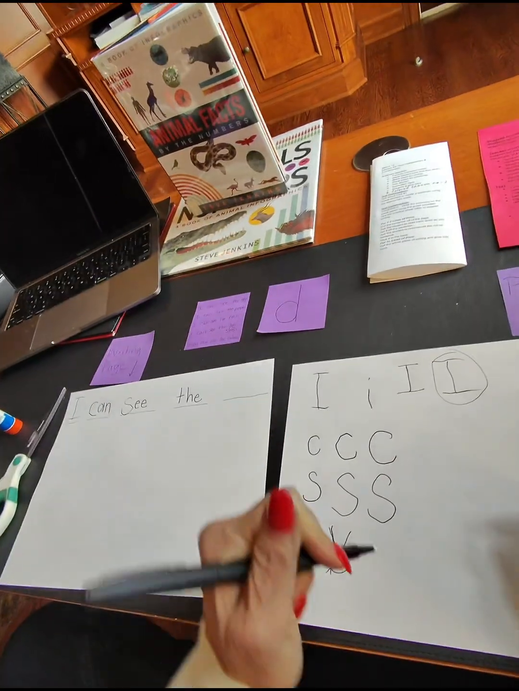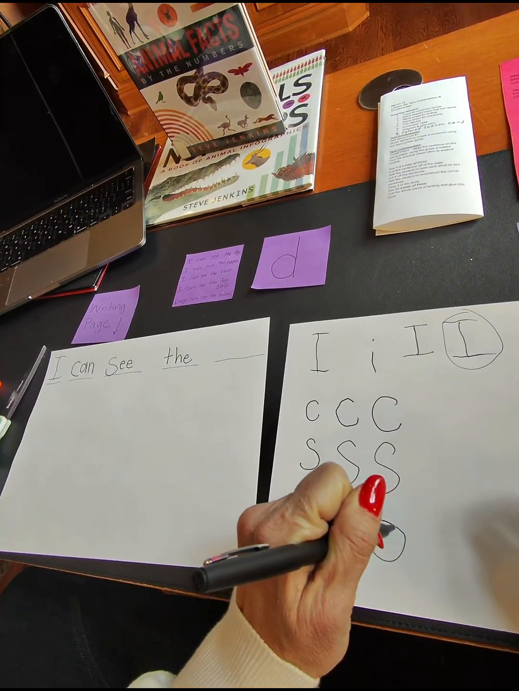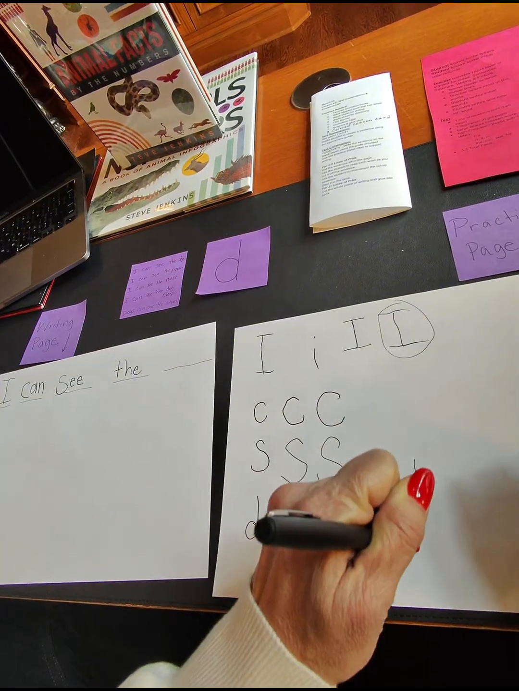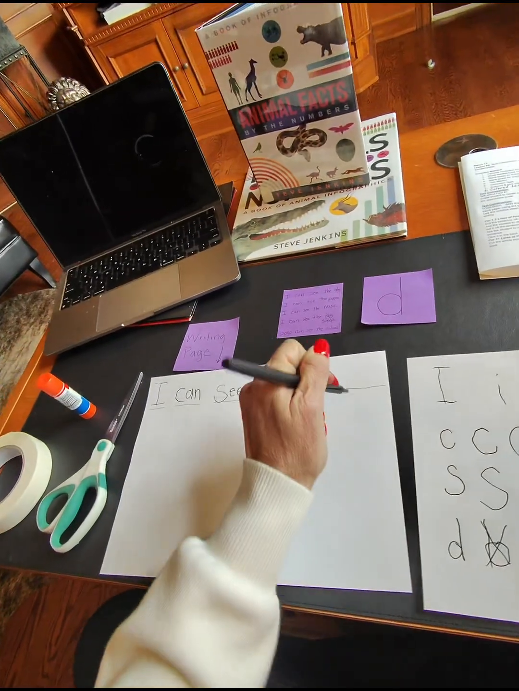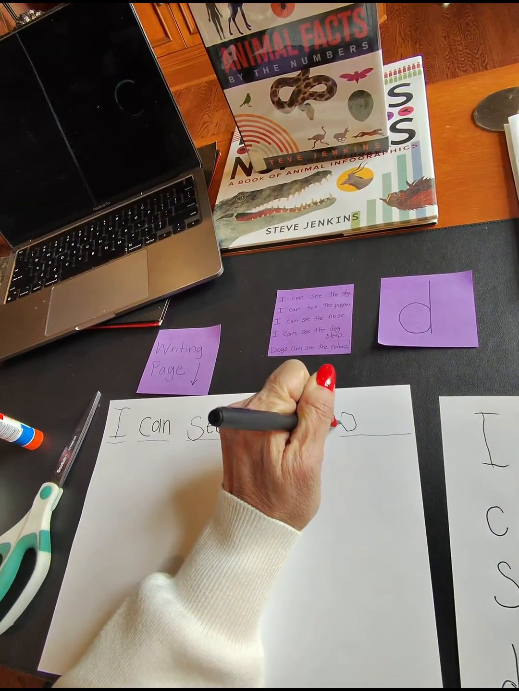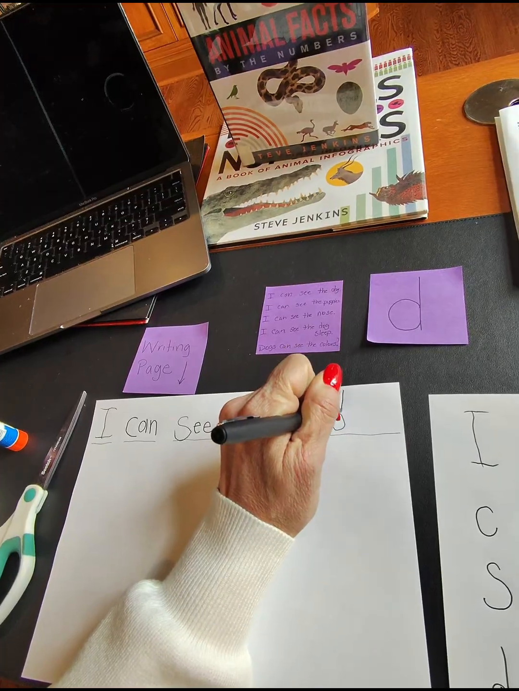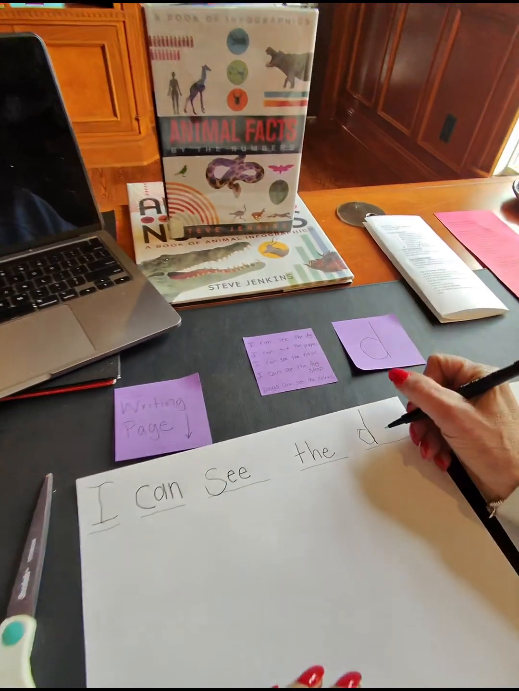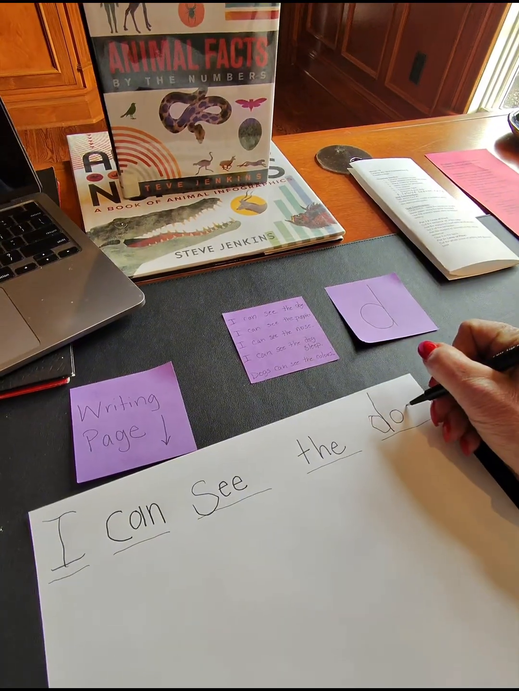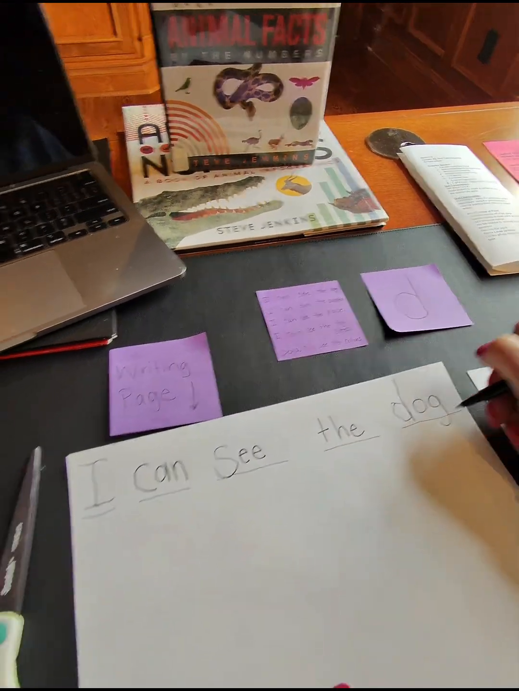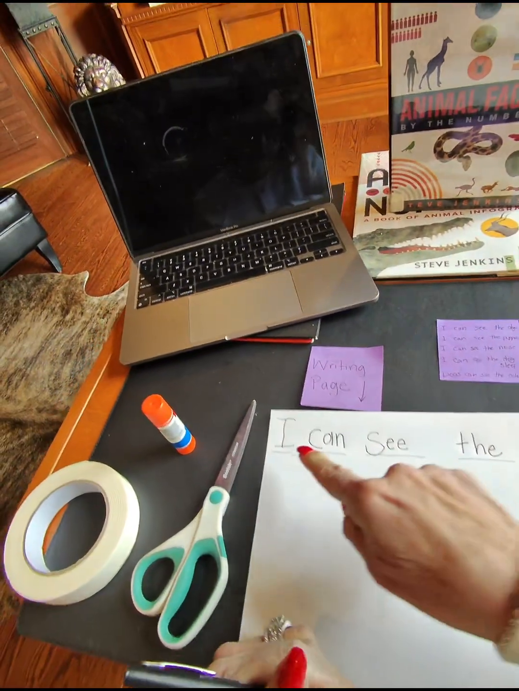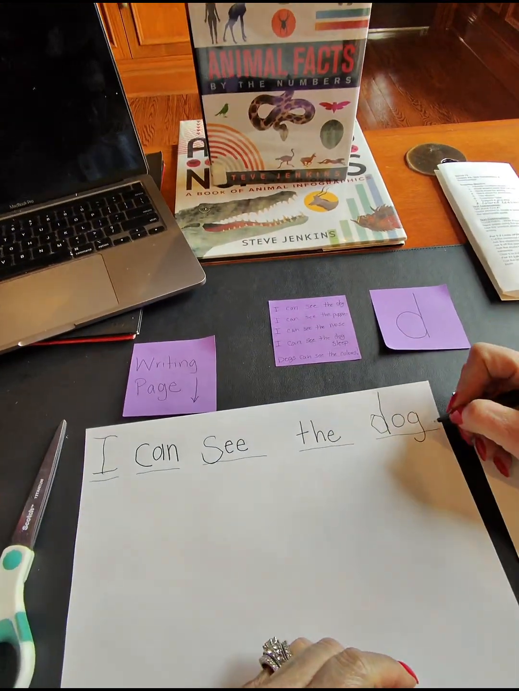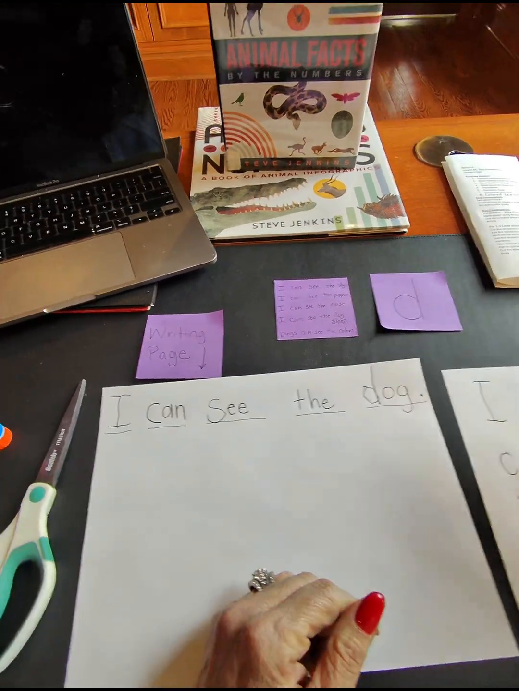Look at it. That's a D. Circle around, long stick down. Circle around, long stick down. Good. Put that D right over here. And they're going to do their D just like that. I'm going to take the pen back and I'm going to finish up that word dog. And we're going to reread it together. I can see the dog. And we're going to put a period at the end.